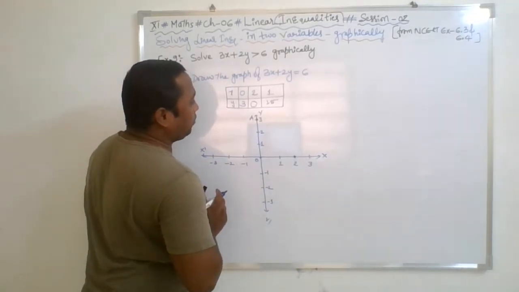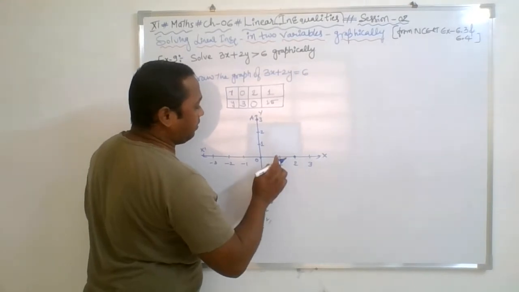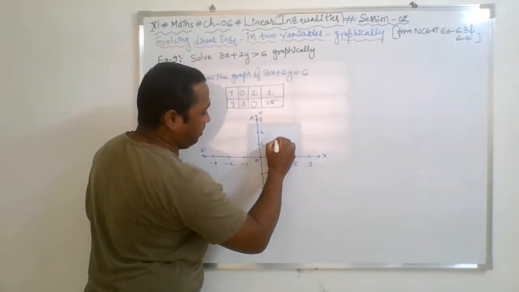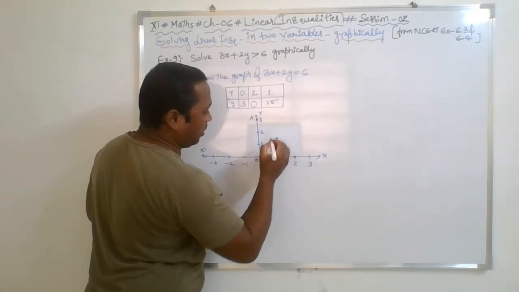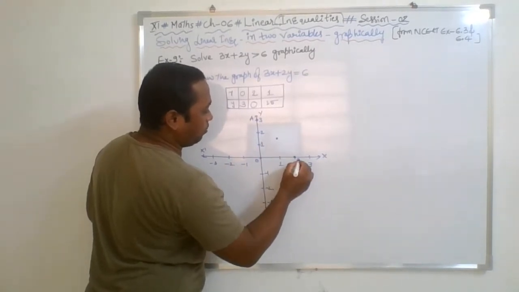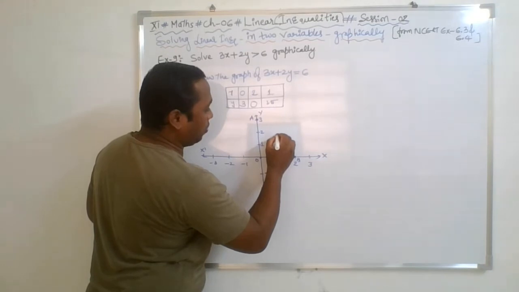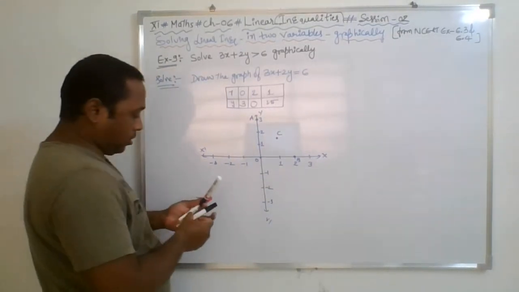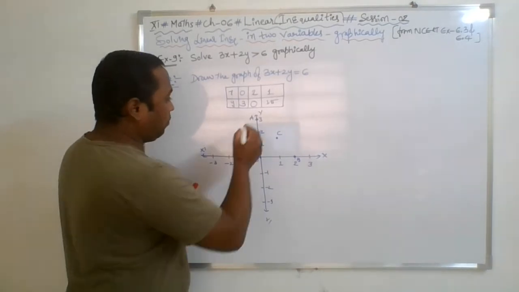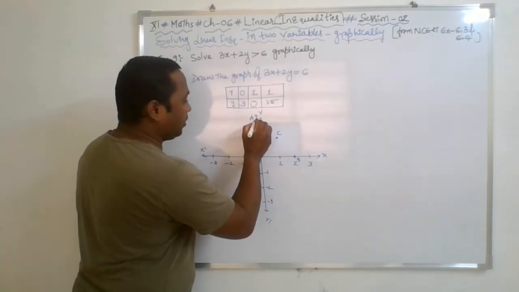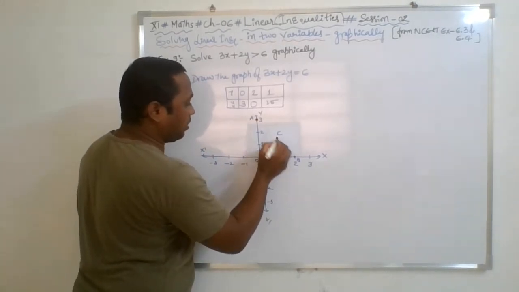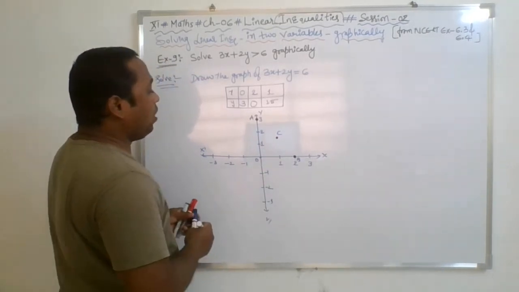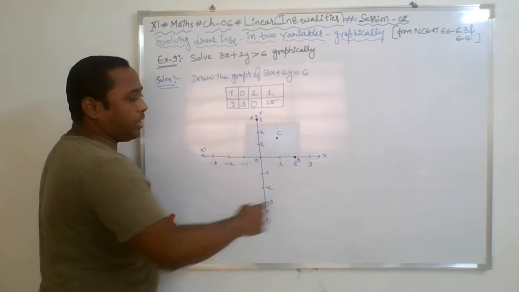Third point is 1, 1.5. X is 1, y is 1.5. It will be approximately plotted over here. So this is point B and this is point C. Right? So simply here, I am circling them properly so that they can be visible to you. Now, how to join these points?